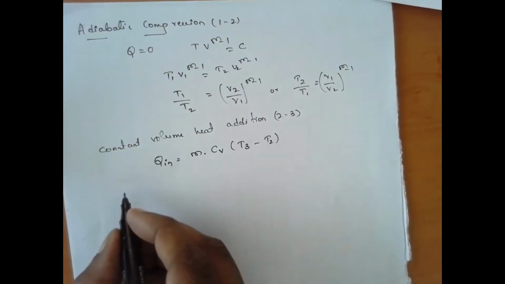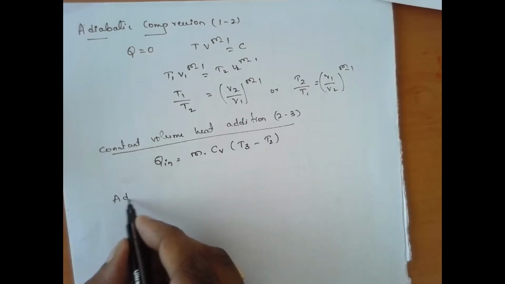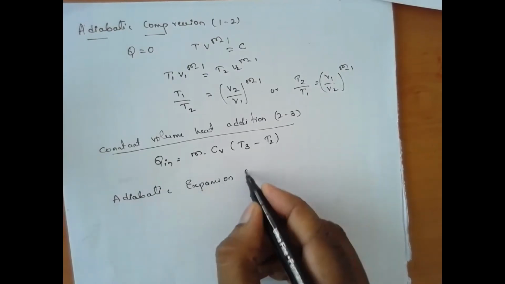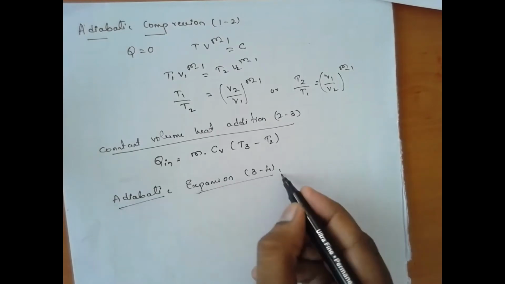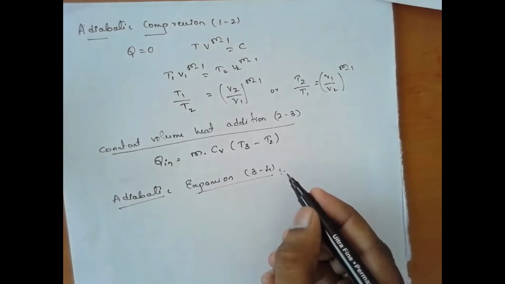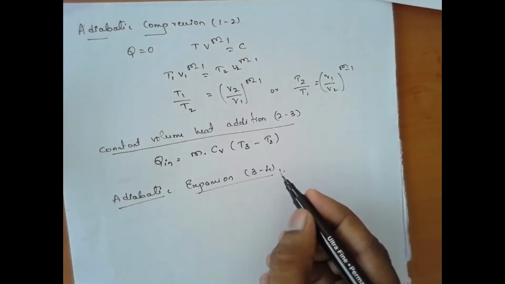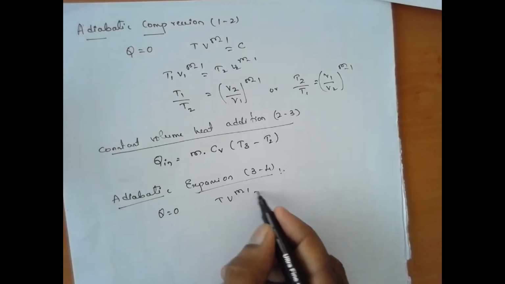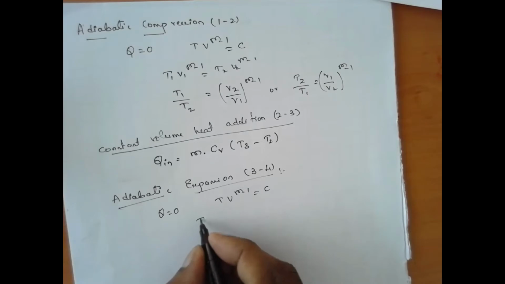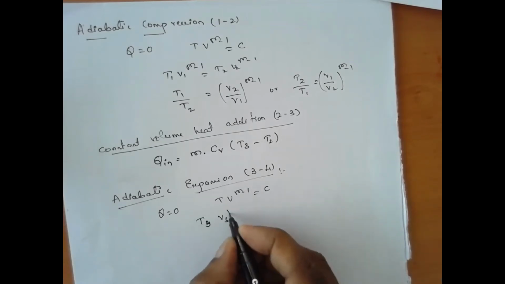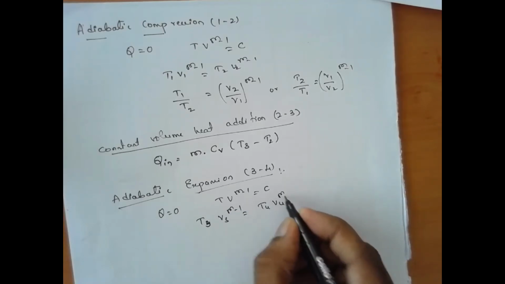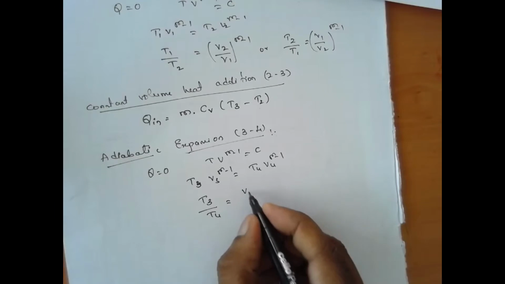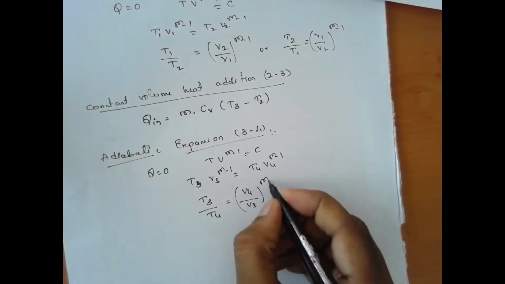Next process is adiabatic expansion, process 3 to 4. Here also Q is 0, which means it is an isentropic process. Then also TV^(gamma-1) is equal to constant. It means that T3 V3^(gamma-1) is equal to T4 V4^(gamma-1). So you can rewrite this as T3 by T4 is equal to V4 by V3 to the power gamma minus 1.